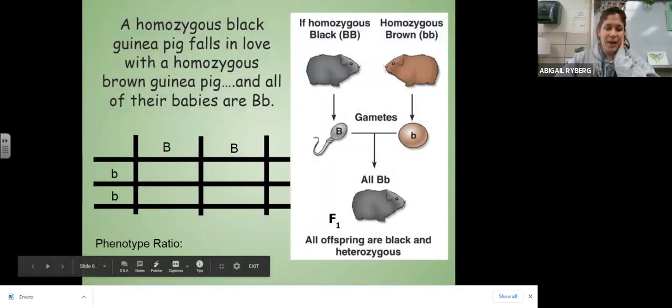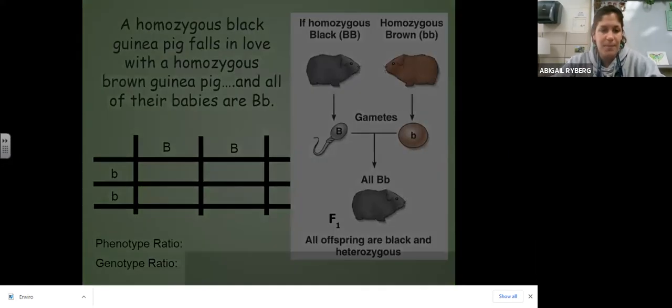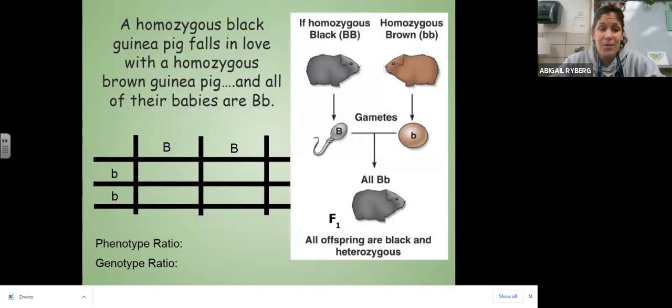Okay, so let's do a practice here. A homozygous black guinea pig falls in love with a homozygous brown guinea pig, and all their babies are big B, little b. So, here I have filled in the parents. The homozygous black, let's do that first, is on top, so big B, big B. And then the homozygous brown is little b, little b.